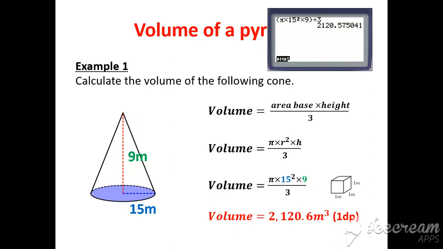Now keep in mind, if you can visualize a cube that's 1 meter long by 1 meter wide by 1 meter high, it's a big cube. We would need 2,120.6 of those to make up the same space as that cone.